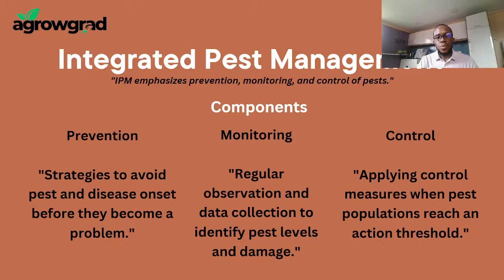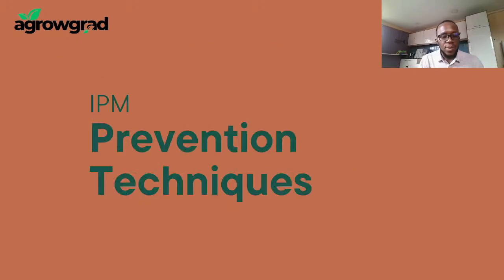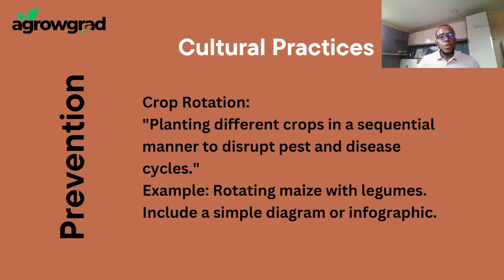So control focuses on applying control measures when these pests have come up, to reduce the pest population at a threshold. First off, we'll just be talking about prevention techniques. First we'll talk about cultural practices. Culture is centered around people, but these are just high level common practices that people practice irrespective of where they are.